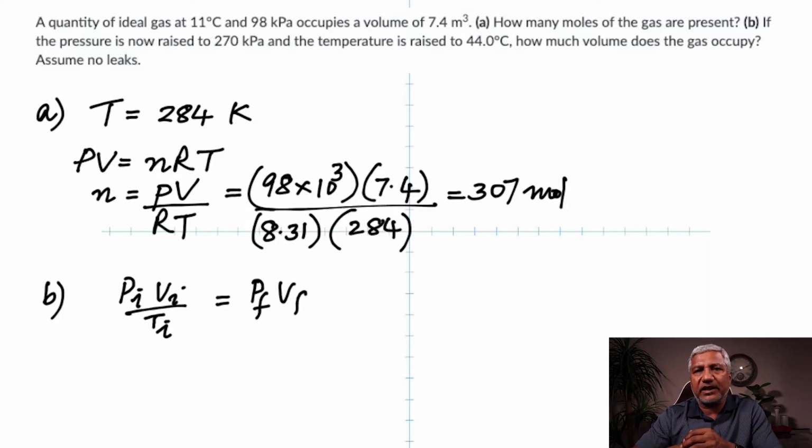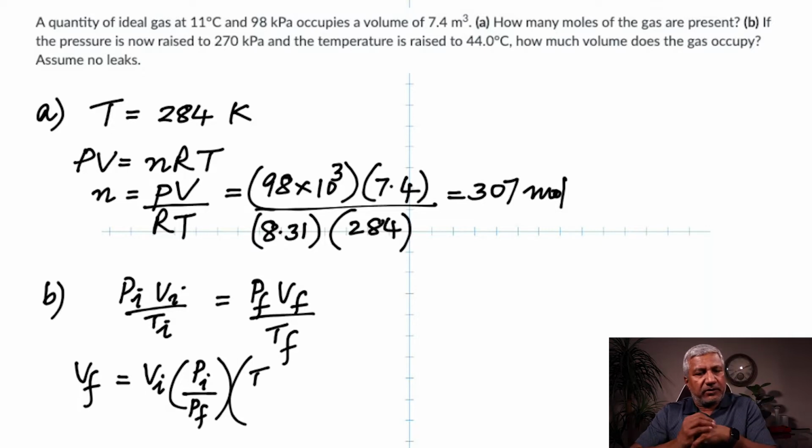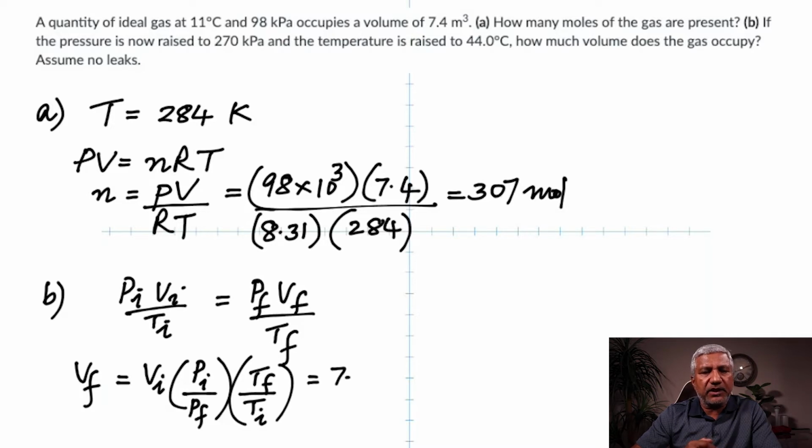And this is one way of writing it. PiVi by Ti is PfVf by Tf, where i stands for initial and f for final. And then rearrange that to make the final volume the subject. And when you do that and calculate, you're going to get the answer. Of course, there's a little bit of algebra in it, which you should be able to do.